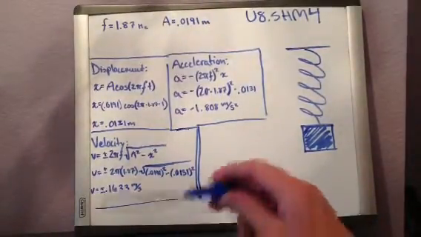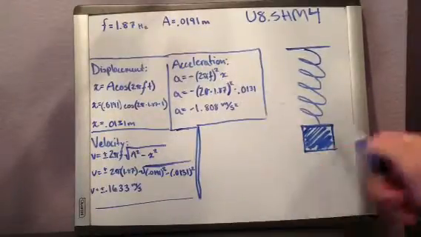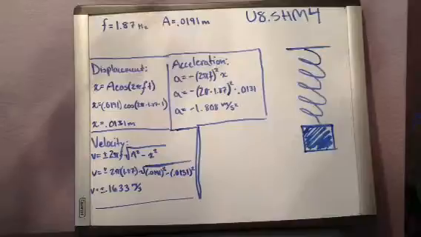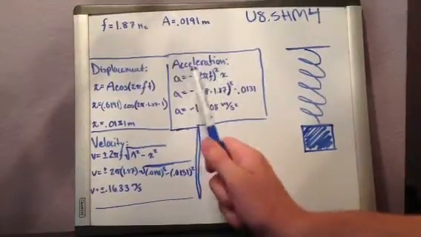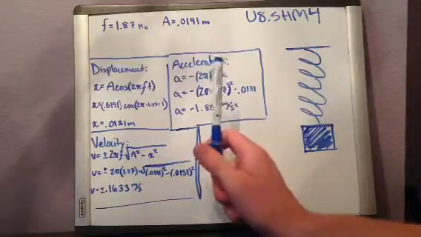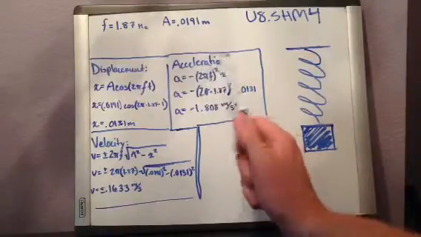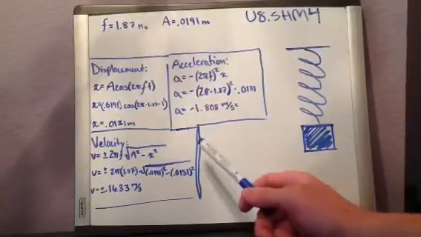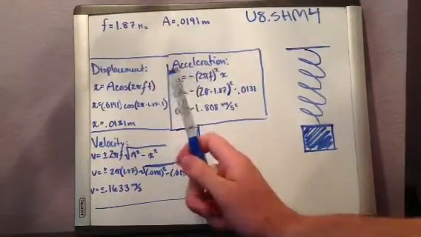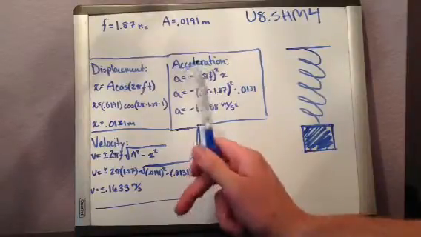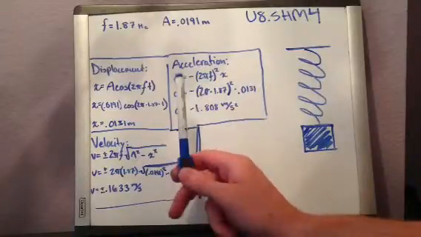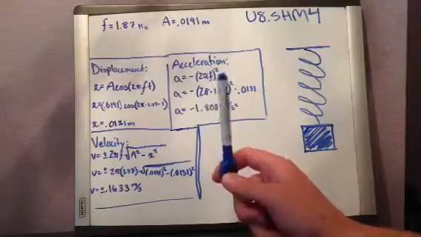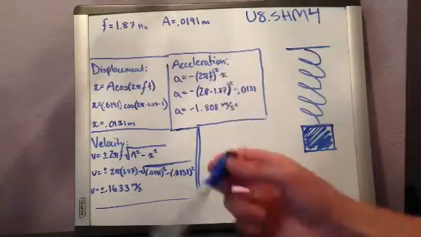Alright, so moving on to acceleration. Again, it's the acceleration of the system at time equals 1 second. We calculate the acceleration at any point in its oscillation using this equation. Acceleration equals negative 2 pi times the frequency, all of that squared, times the displacement. So we plug everything in, we get acceleration equals negative 2 pi times 1.87 squared times 0.0131. That results in the answer of acceleration equals negative 1.808 meters per second squared.